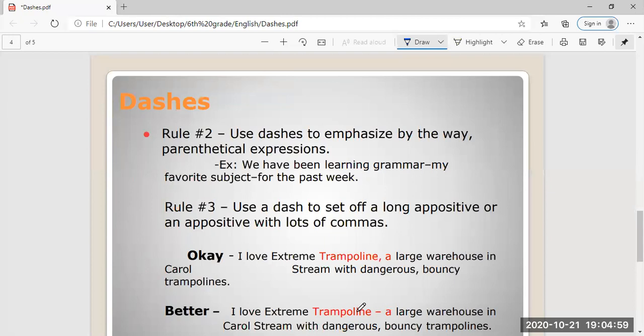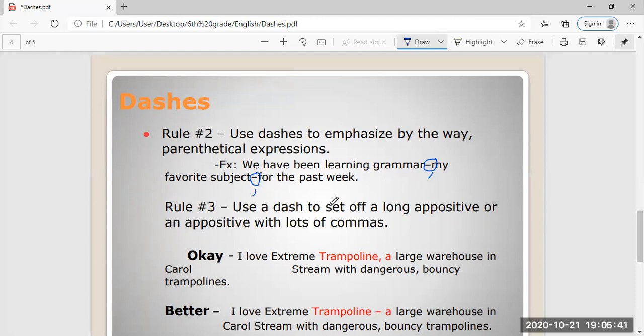Dashes. Rule number two. Use dashes to emphasize a parenthetical expression, like an interjection. Example: we have been learning grammar, dash, my favorite subject, dash, for the past week. The dash is just like a comma in this one. Here we could just add a comma, but it would be boring.